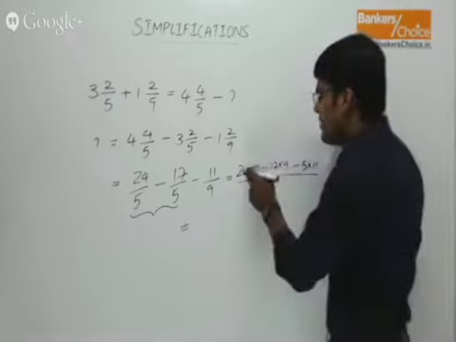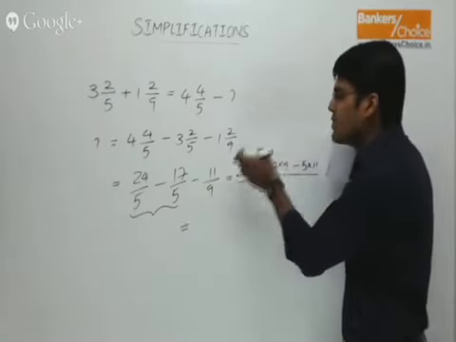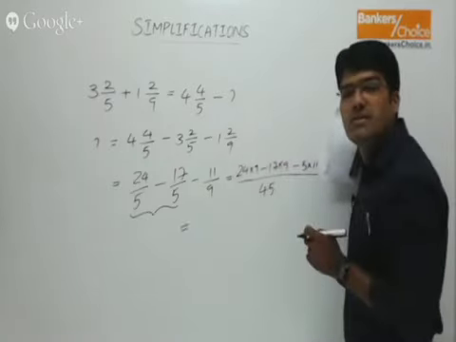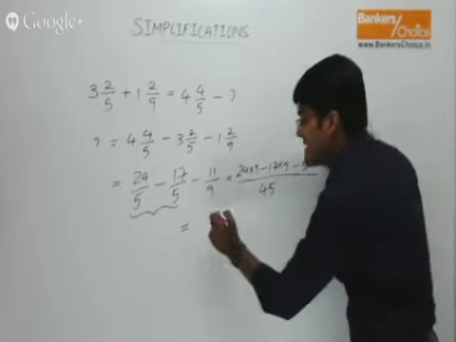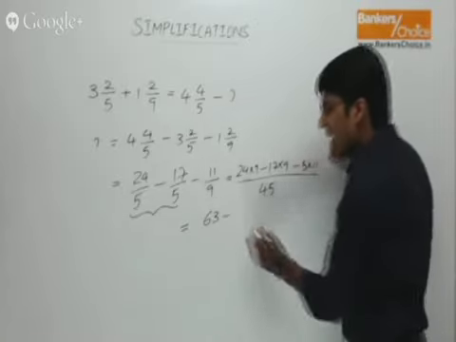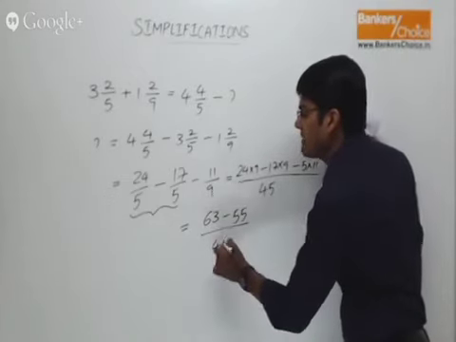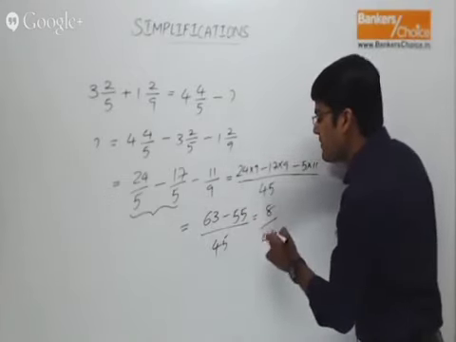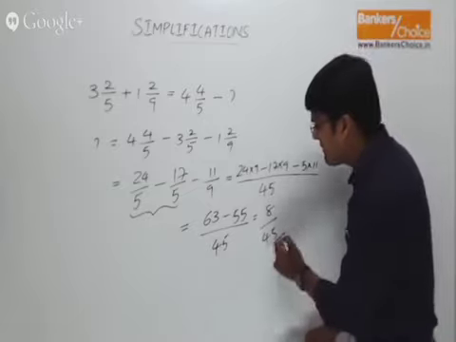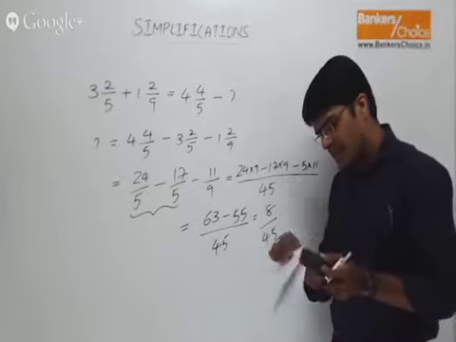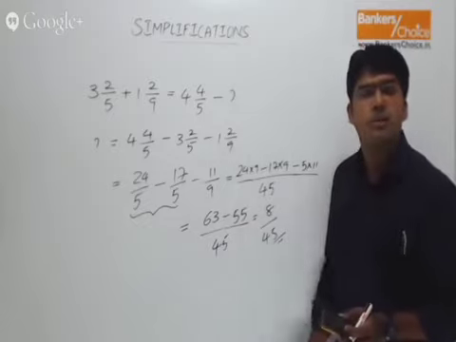So what will be the final answer here? 24 into 9 minus 17 into 9. 9 is common. 24 minus 17 is equal to 7. 7 into 9, 63. 63 minus 5 into 11, 55, divided by 45. So this will be equal to 8 by 45. That's your answer, 8 by 45, which I believe is option number 1 as per the given options. Right? 8 by 45 is the correct answer.